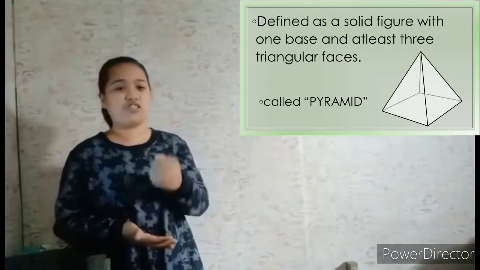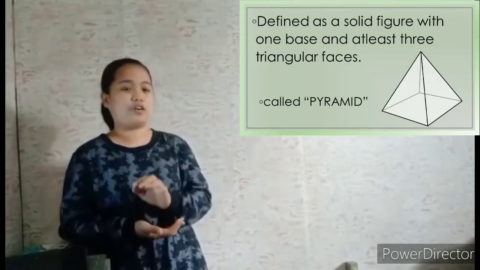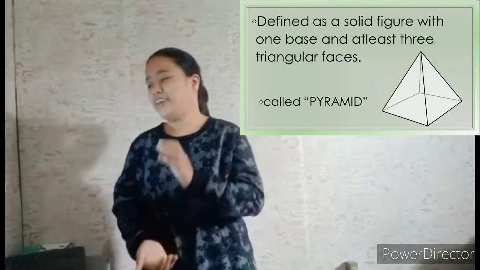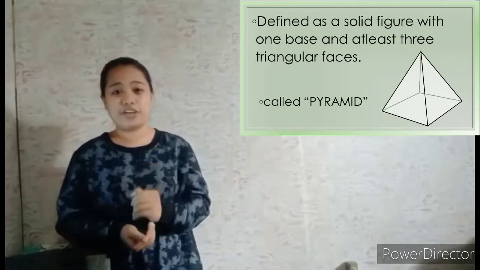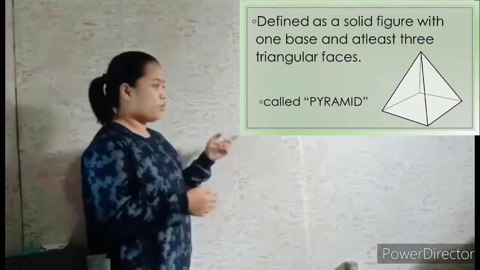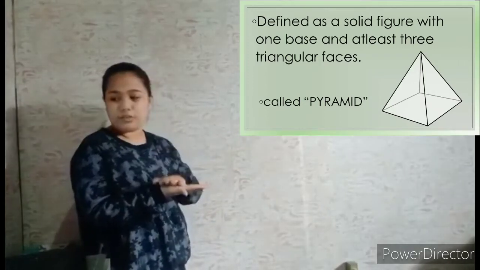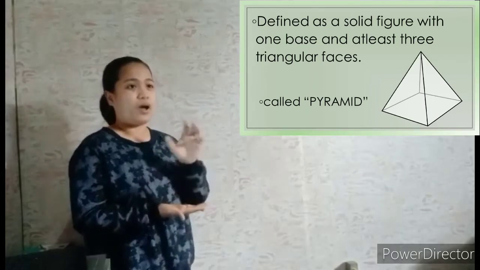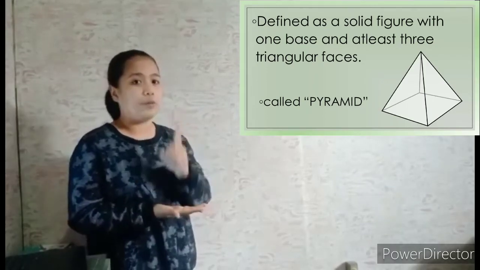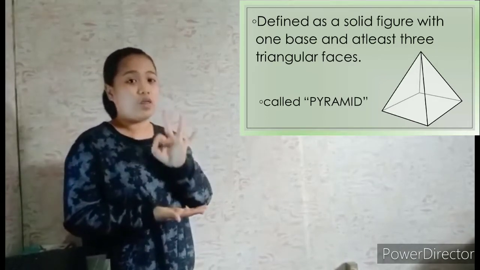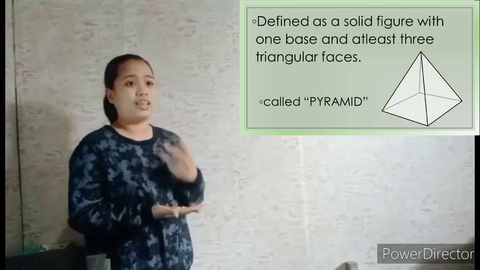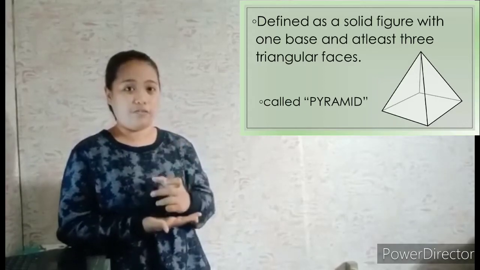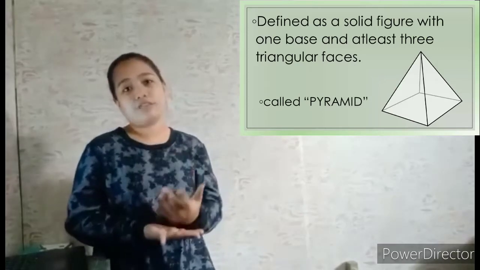Rihanna, please read the definition of the third solid figure, which is called a pyramid. Thank you, Rihanna. Yes, a pyramid is defined as a solid figure with one base, and the base is at the bottom. It has one base and at least 3 triangular faces. When we say at least, it's the minimum triangular faces that you can count in that specific figure. So it can be 4, it can be 5 triangular faces.